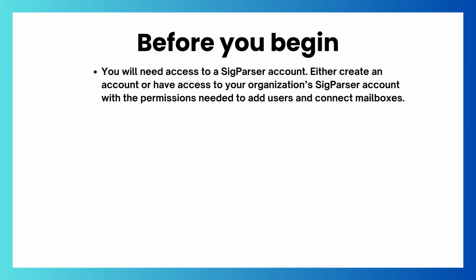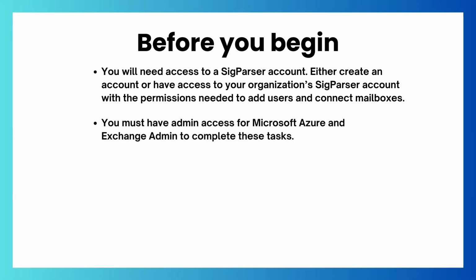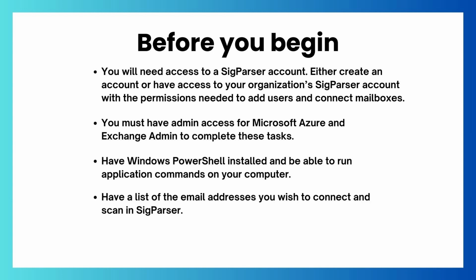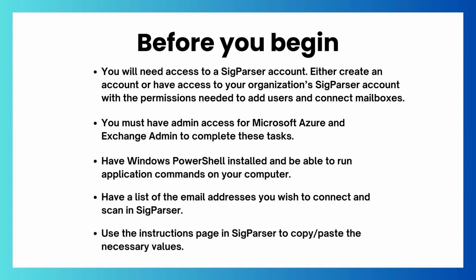Before you begin, you will need access to the following: a SigParser account. Either create an account or have access to your organization's SigParser account with the permissions needed to add users and connect mailboxes. Have admin access for Microsoft Azure and Exchange Admin. Have Windows PowerShell installed and be able to run the application commands on your computer. Have a list of the email addresses you wish to connect and scan in SigParser. And finally, use the instructions page in SigParser to copy and paste the necessary values.